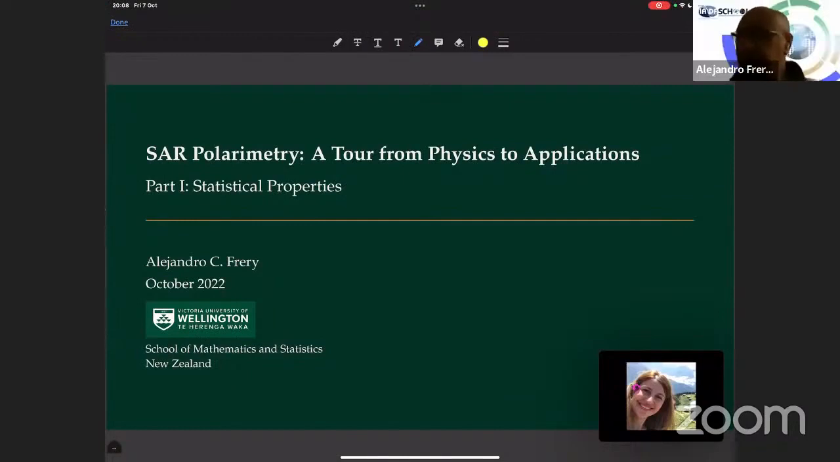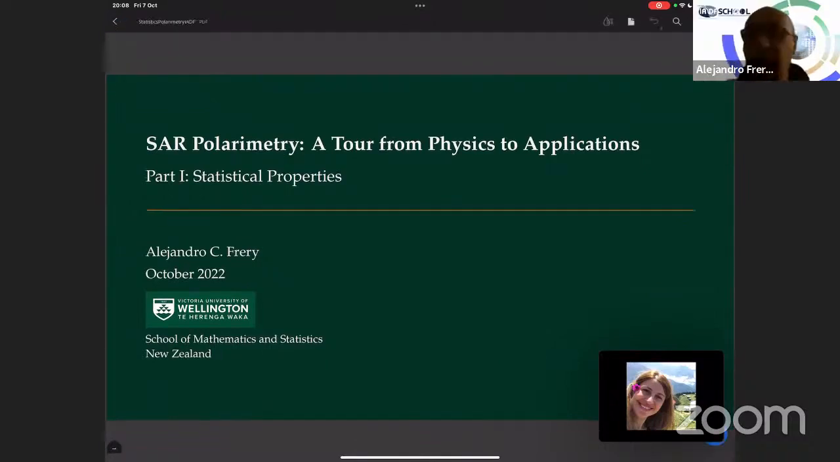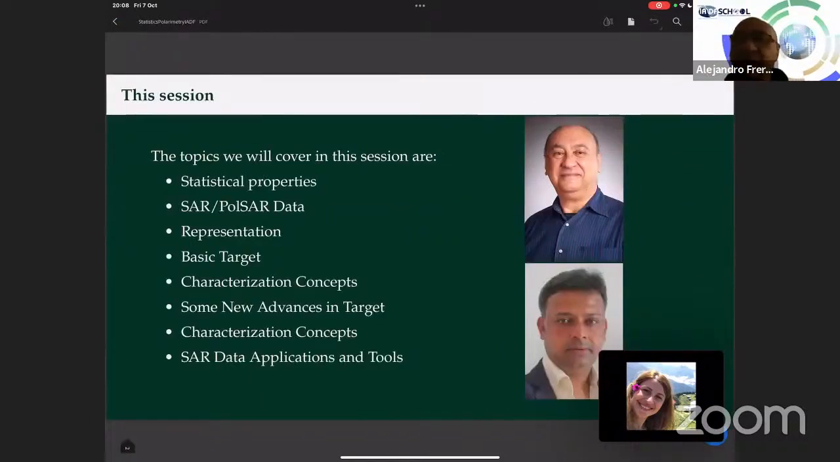So this session is about SAR polarimetry. The idea is having a general view from the physics of the imaging to the applications. And my part kind of gets in the middle. It's about the statistical properties of SAR polarimetry. But before that, I would like to introduce my fellow colleagues. How will be the session?